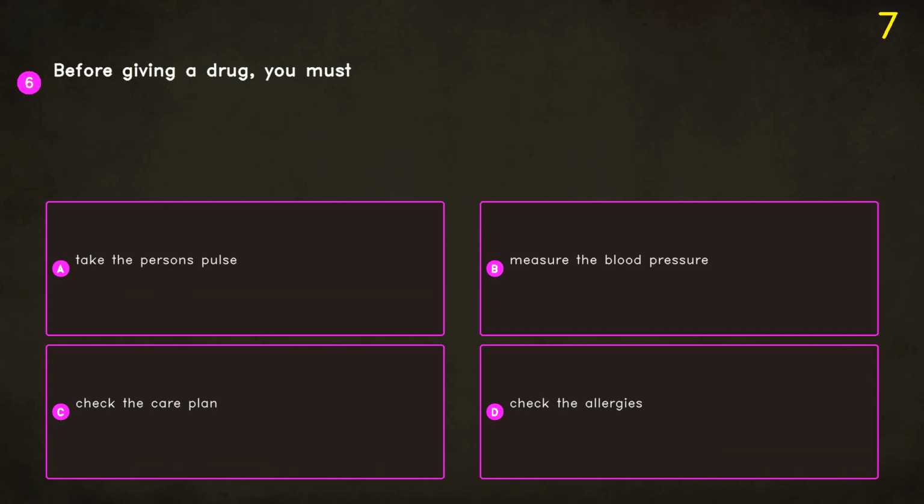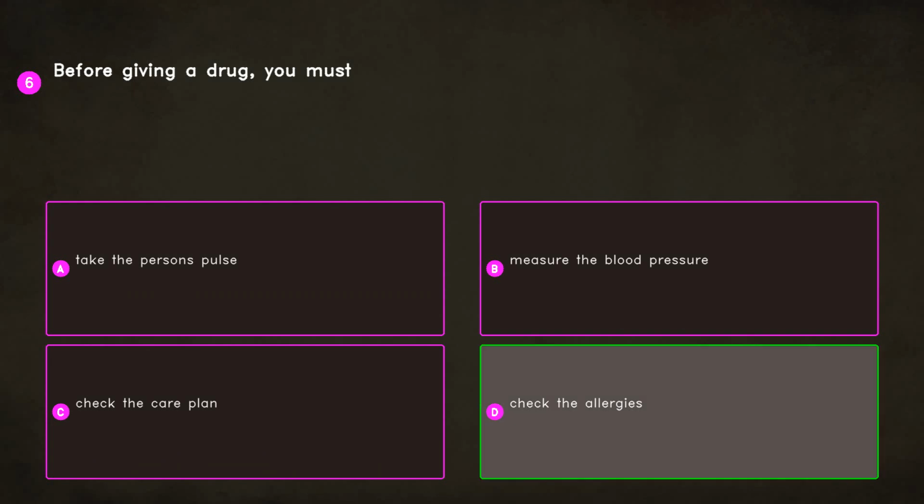Question 6. Before giving a drug, you must A. Take the person's pulse. B. Measure the blood pressure. C. Check the care plan. D. Check the allergies. The correct answer is check the allergies.